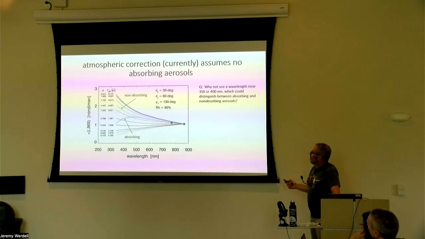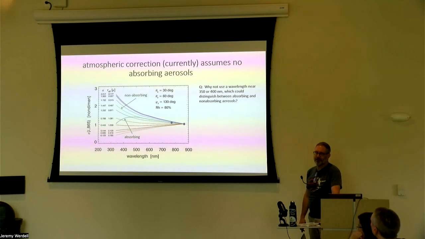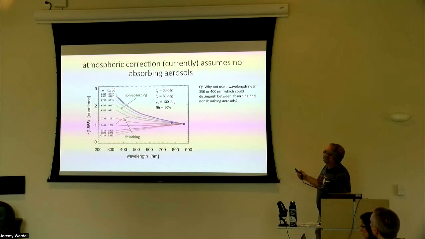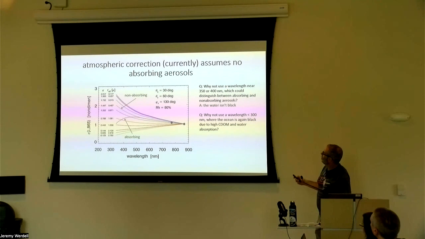All right, so one problem we haven't touched on, that maybe Robert will, is that everything I've talked about so far does not consider absorbing aerosols. And so very interesting places have absorbing aerosols: brown carbon, black carbon, all absorbing aerosols. So the question, and Kurt posed these, is why not use a wavelength in the ultraviolet, which could distinguish between absorbing and non-absorbing aerosols? Well, one problem is the water isn't actually black there.